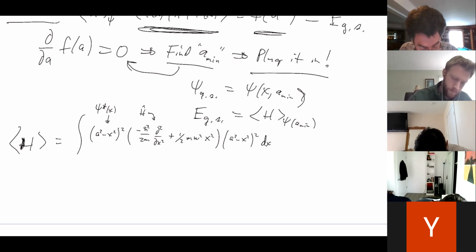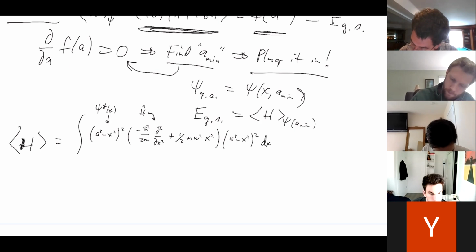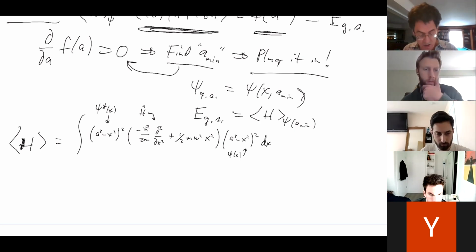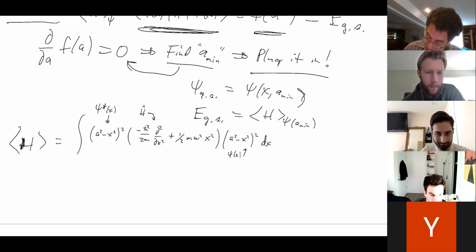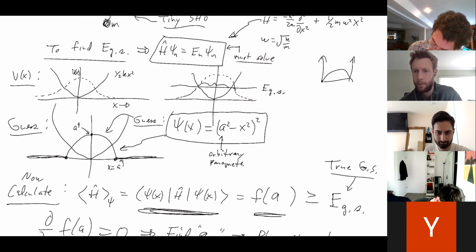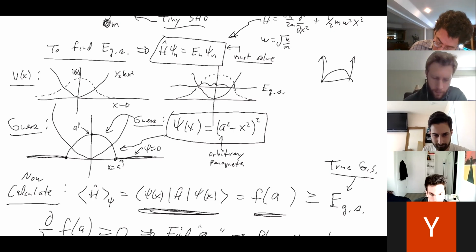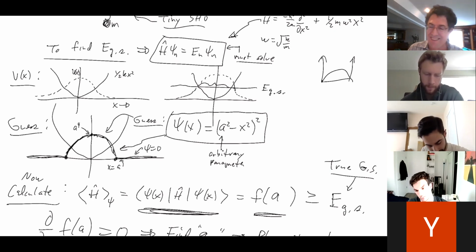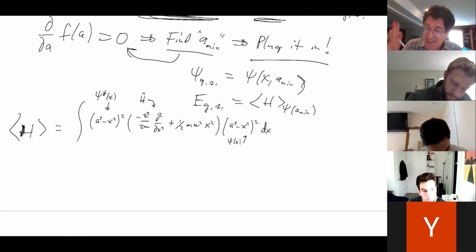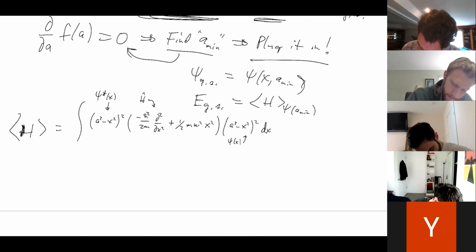And what are the limits of the integral? -a to a. Yes, exactly. Because remember, my function is 0 outside. That's the function I chose, just some weird little arbitrary function I made up. It could have been anything, really. So that's exactly right, it goes from -a to a.